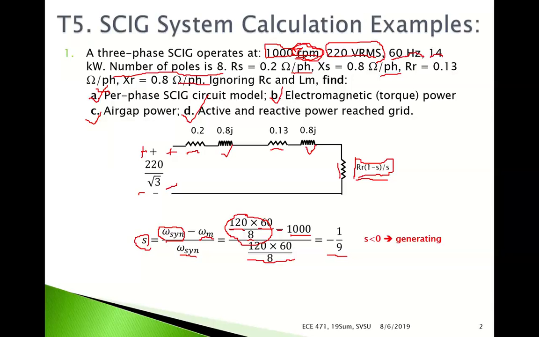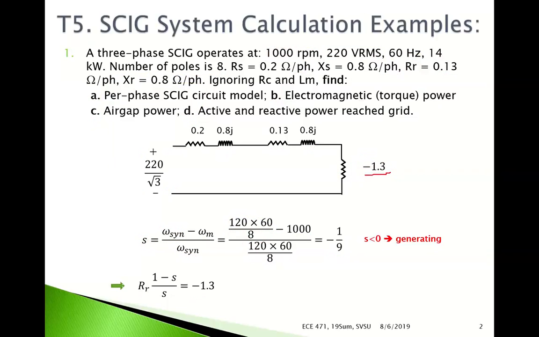Based on which we calculate this resistance value here. R sub R is given up here as 0.30, and then times the slip ratio, and so it equals -1.3. So we got -1.3 as the result of this resistance. So this is the complete answer for question A. Obviously, we check it. So per phase SCIG circuit model, based on which we go ahead to calculate the power we need.